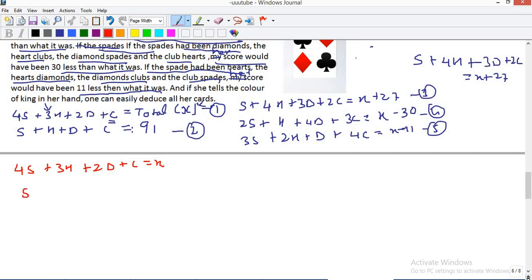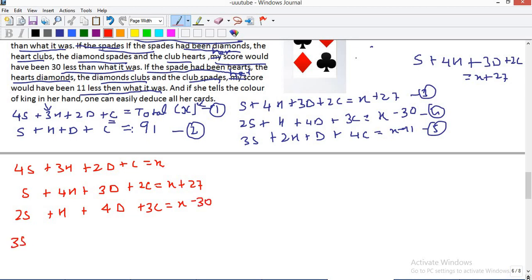Second is S plus 4H plus 3D plus 2C is equal to X plus 27. Third is nothing but 2S plus H plus 4D plus 3C is equal to X minus 30. And last equation is 3S plus 2H plus D plus 4C is equal to nothing but X minus 11.